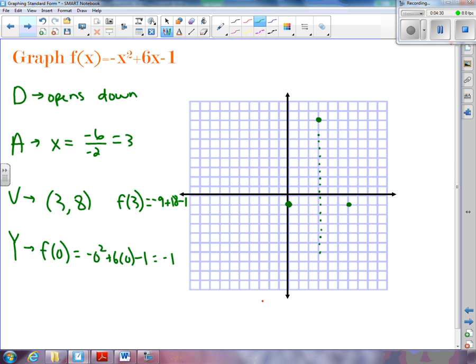I know that it's opening downward, and I know that the top of the parabola is at this vertex. So there's the graph. It's okay if it's not perfect; you should probably do it with light pencil the first time. So that's your parabola.